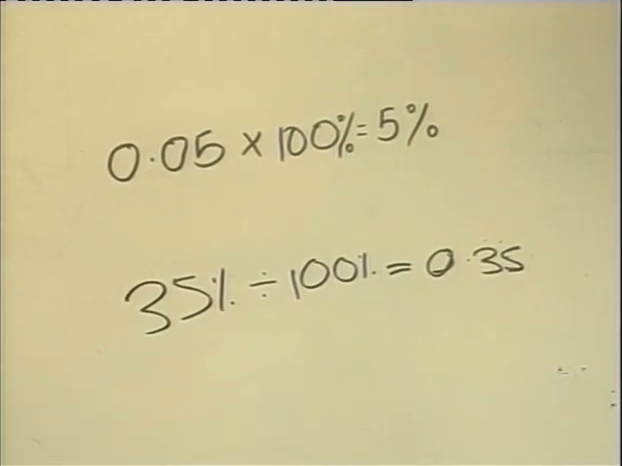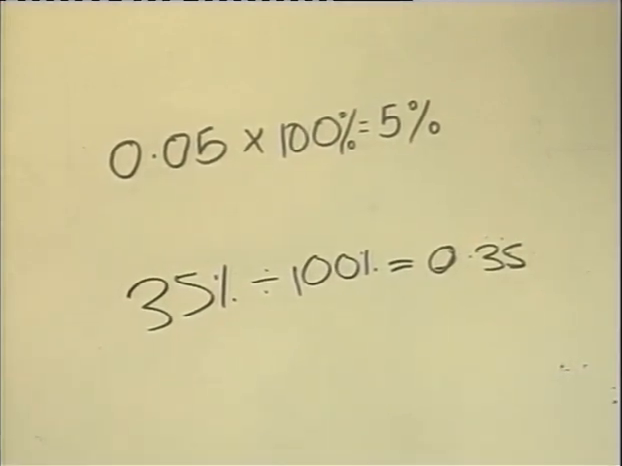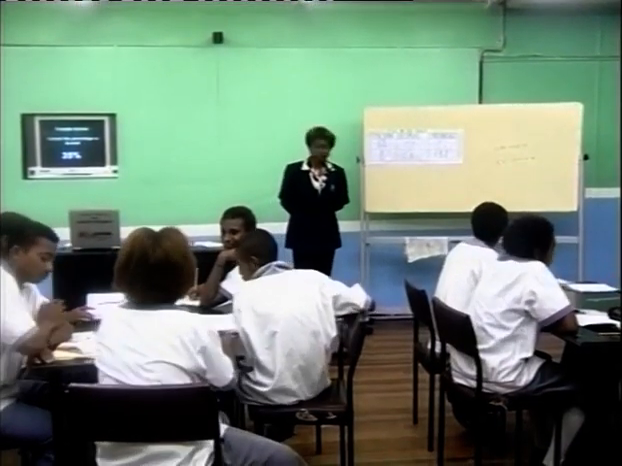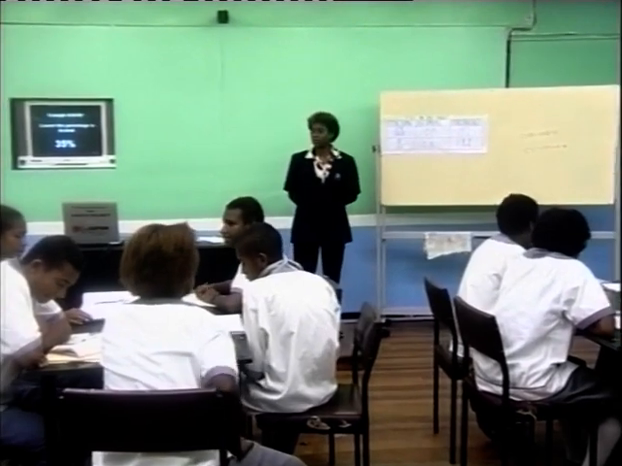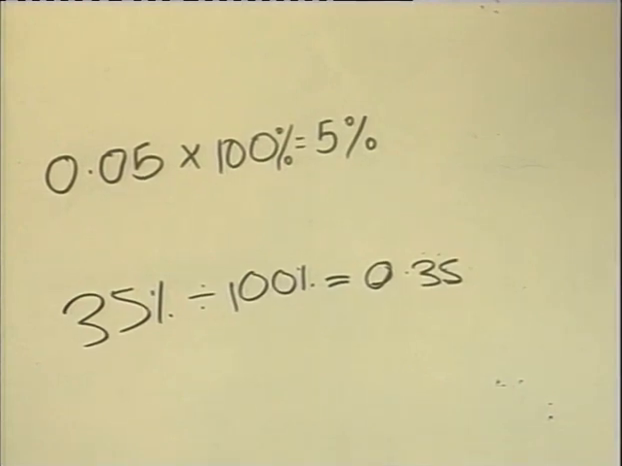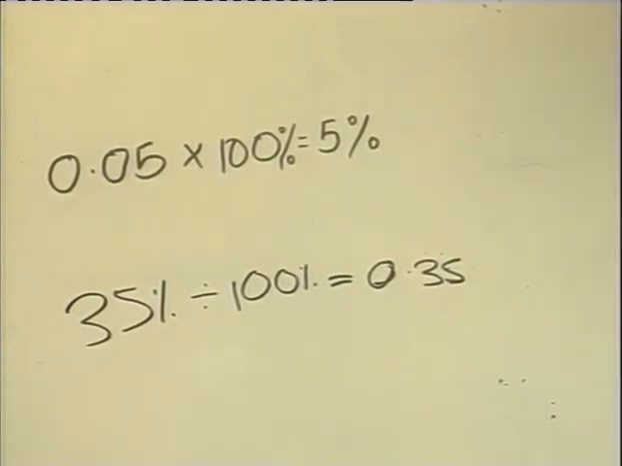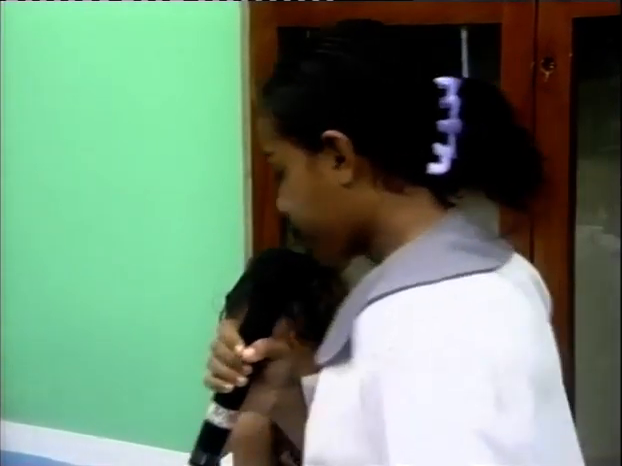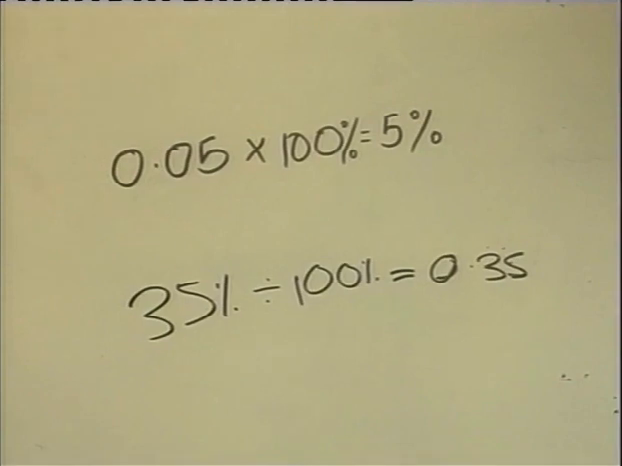Class, what is our answer? 0.35. Put your hand up if you have got your answer as 0.35. Hands down. Who can tell the class what they did with the decimal point? He divided the numerator by 100 by moving the decimal point 2 places to the left. Very good. Give 5 big claps.